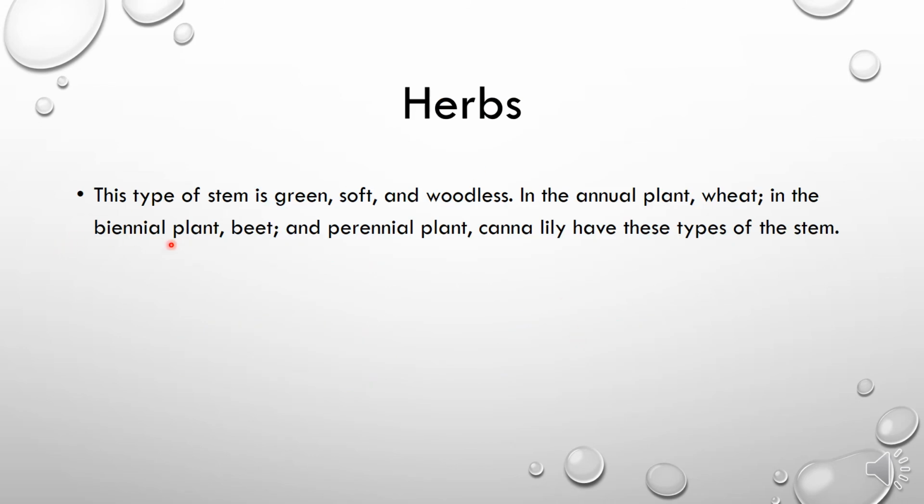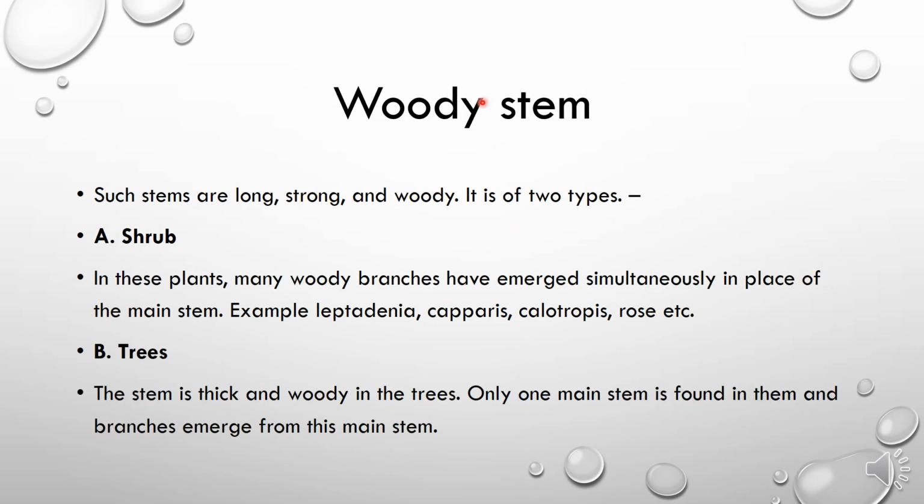Herbs. This type of stem is green, soft, and woodless. It is soft. It can easily be broken. The annual plant, like wheat, the biennial plant, and the perennial plant, like canna lily, have this type of stem. Woody stem. Such stems are long, strong, and woody, and it has two types: shrubs and trees. Woody stem has two types.